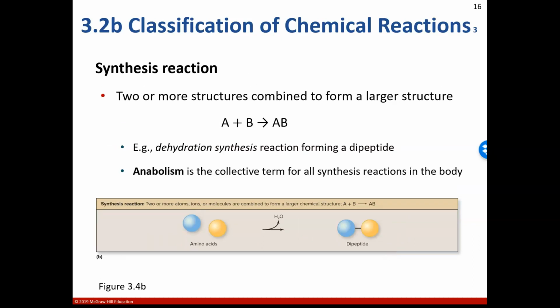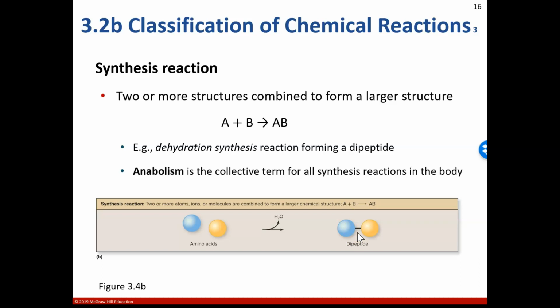Next, we have our synthesis reaction, and this is when we have two or more structures combined to form a larger structure. An example of this would be dehydration synthesis reaction, forming a dipeptide. So here we have our two molecules, which are amino acids, and notice that we are taking water out. Dehydration, right? We're moving water out. So we are forming a bond between those two molecules, which is a dipeptide.